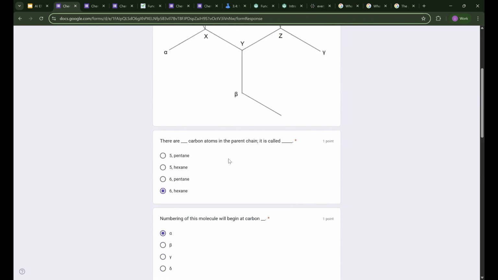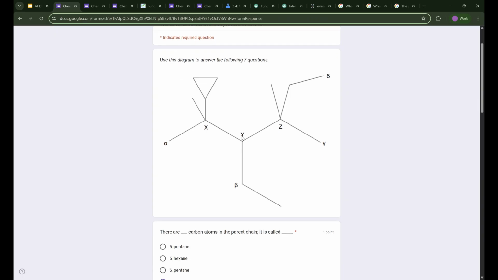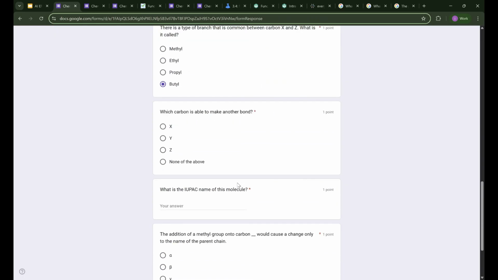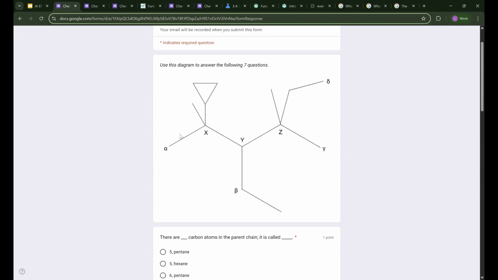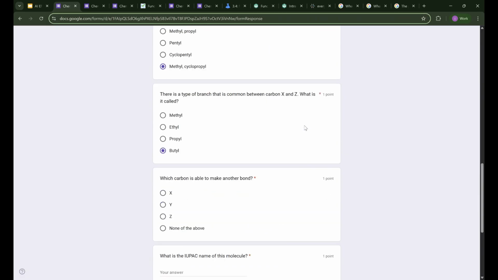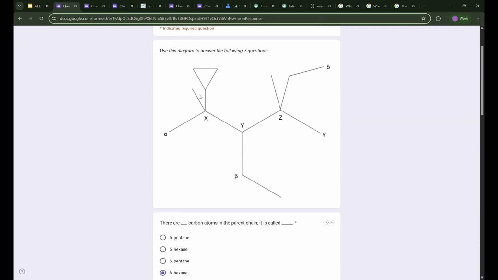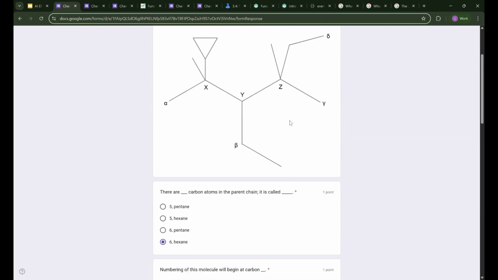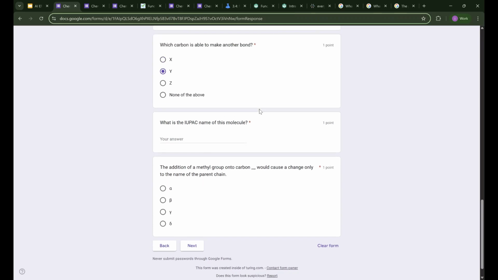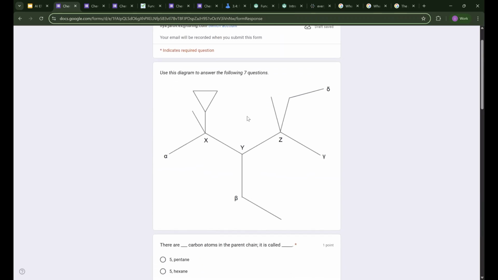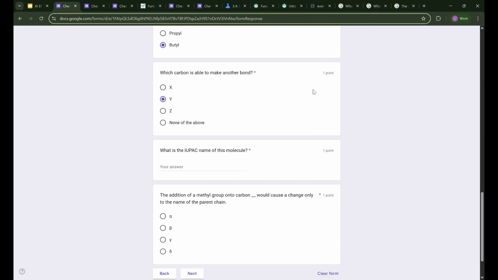Which carbon is able to make another bond? Y is maybe they're beta, but of course they only give us X, Y, and Z, so let's go with Y, which makes sense because these all have 4, so it has to be Y. So 1, 2, 3, 4, 5, 6. So it is a hexane.